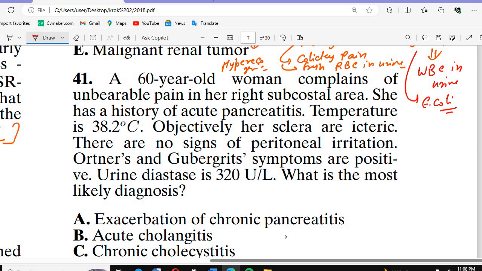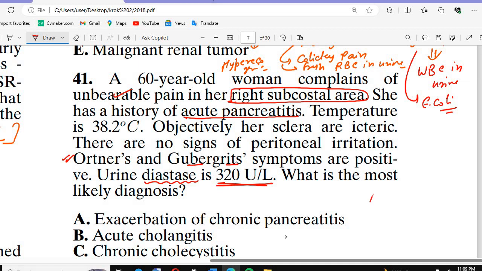A 60-year-old complained of unbearable pain in the right subcostal area. She had a history of acute pancreatitis. The temperature is this, sclera icteric, no sign of peritoneal irritation. Ochsner and Gubber signs are positive. Urine diastase, we discussed, is seen in chronic pancreatitis. And what is the most likely diagnosis? So this is complicated chronic pancreatitis.